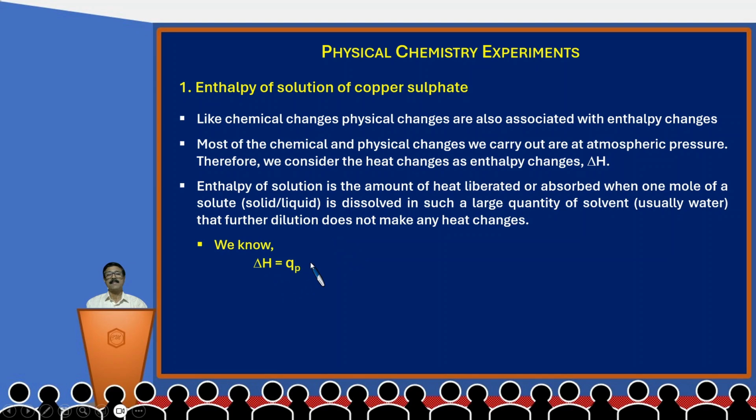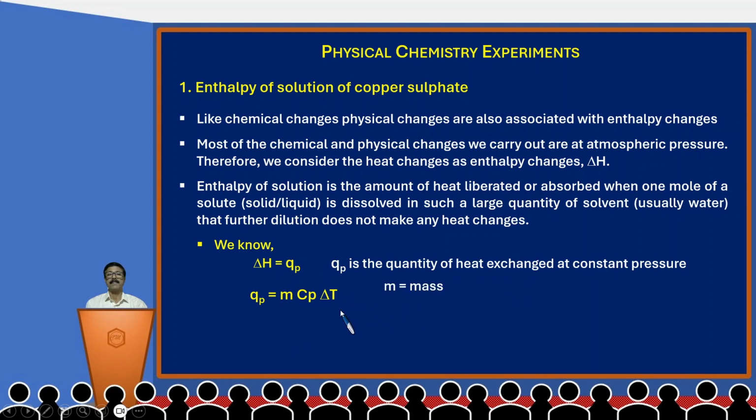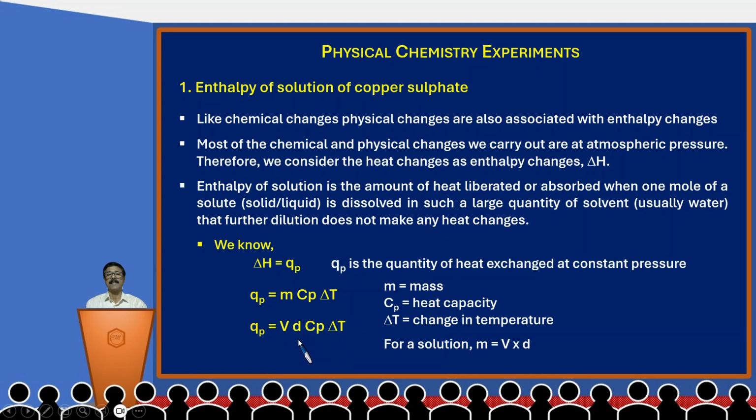We know delta H is equal to Qp, where Qp is the quantity of heat exchanged at constant pressure. Qp is equal to m Cp delta T, where m is the mass, Cp is the heat capacity, and delta T is the change in temperature. You have studied this relation in thermodynamics. We can also write Qp is equal to V d Cp delta T, where V is the volume of the solution and d is the density of the solution.